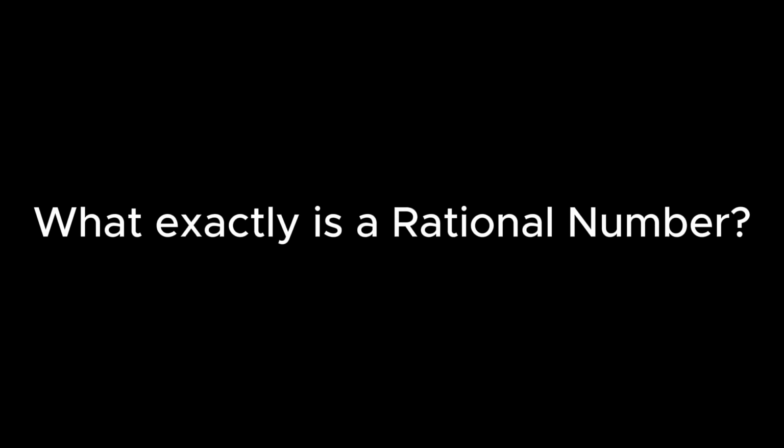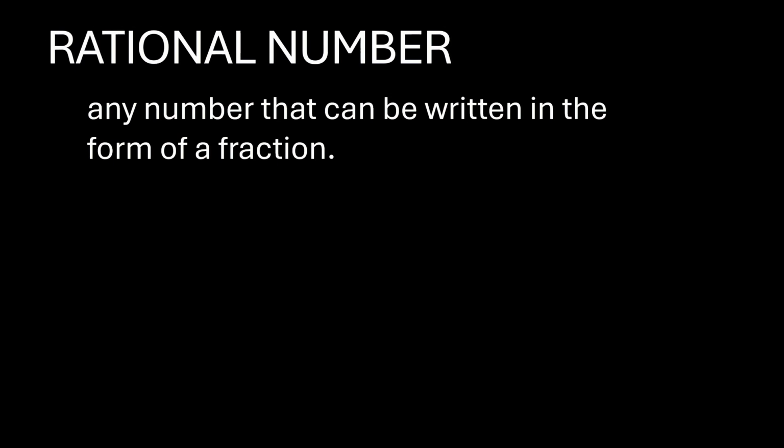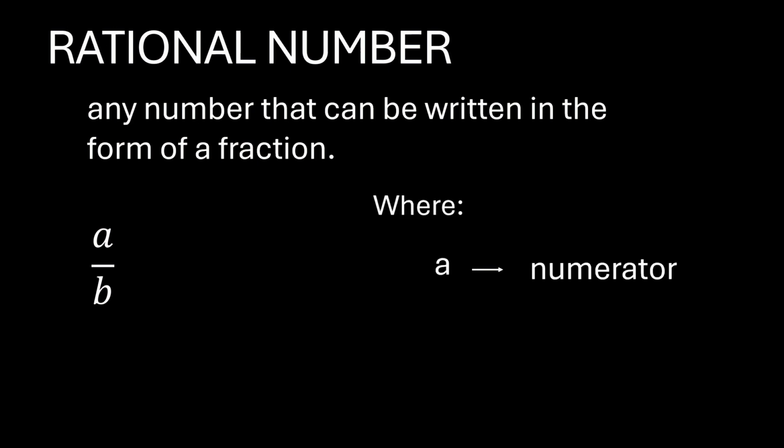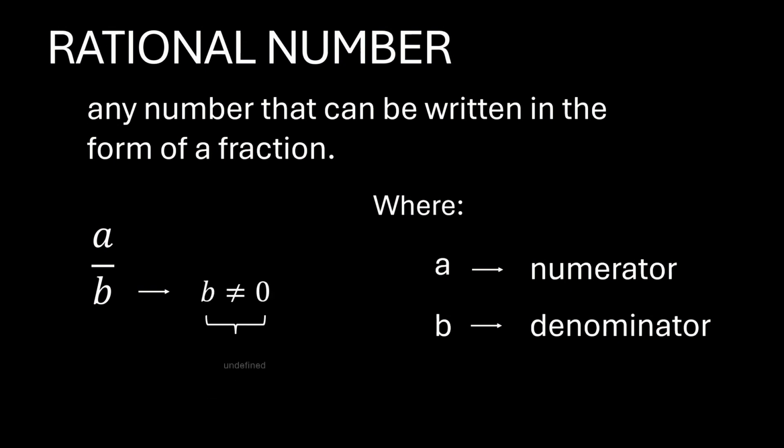What exactly is a rational number? A rational number is any number that can be written in the form of a fraction. In mathematics, we write it as a over b, where a is called the numerator and b is called the denominator. There is only one important rule. The denominator cannot be 0 because division by 0 is undefined.